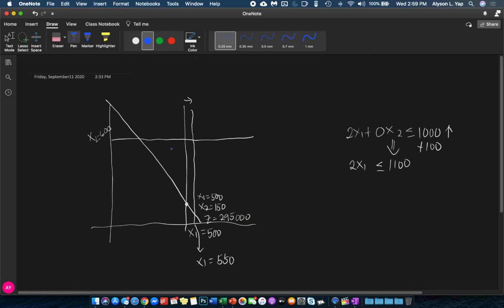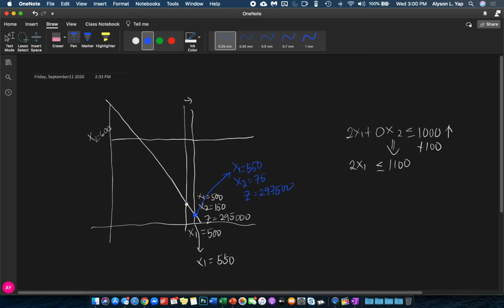No? How did it move? It moved to this corner point. And what is this solution? This solution is x1 equals 550, x2 equals 75, and a z of 297,500.